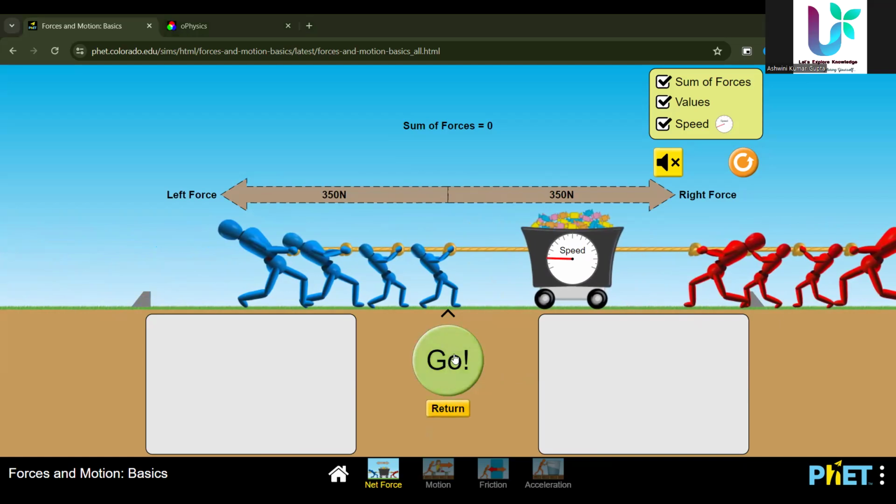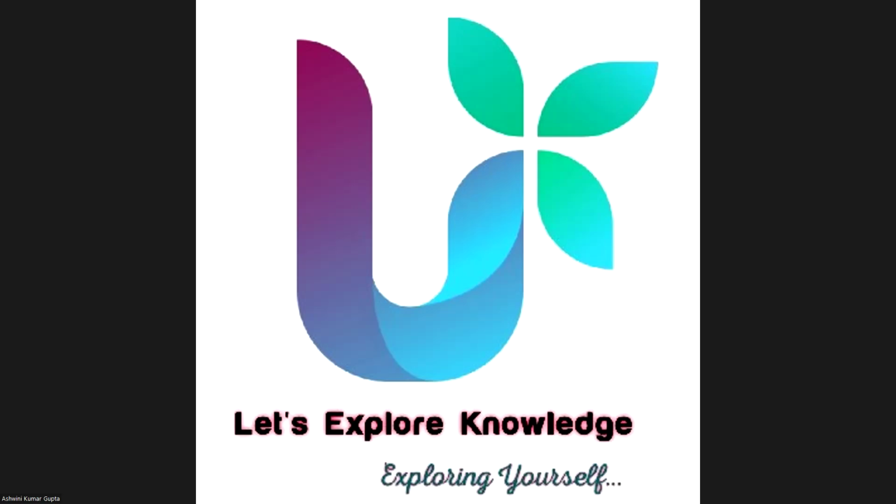ये सारी चीजें क्लियर होगी सभी को? किसी को ना क्लियर हो तो बता दो मुझे. What is the balanced force? What is the unbalanced force? Everyone, it is clear.